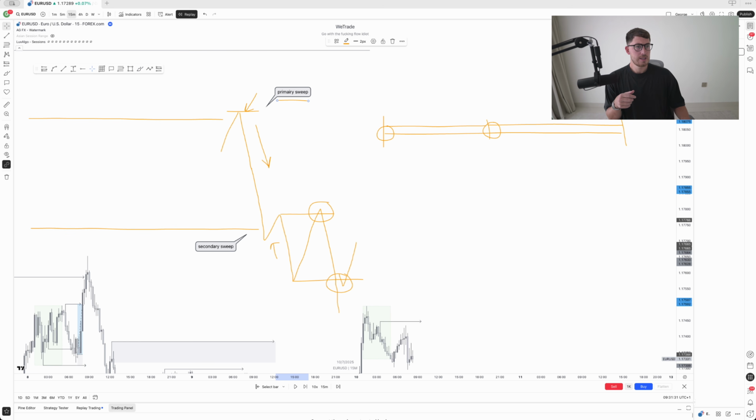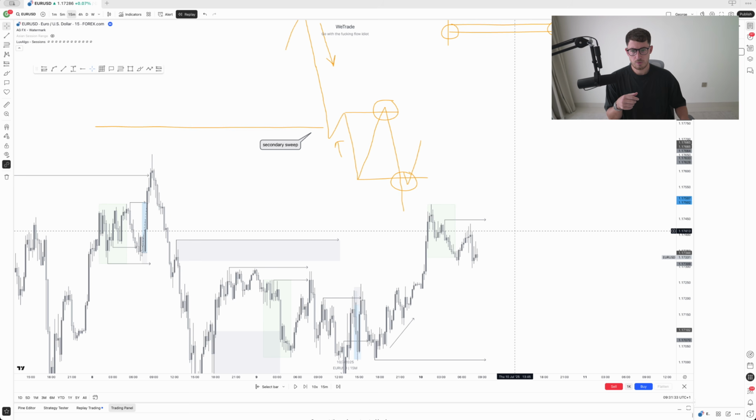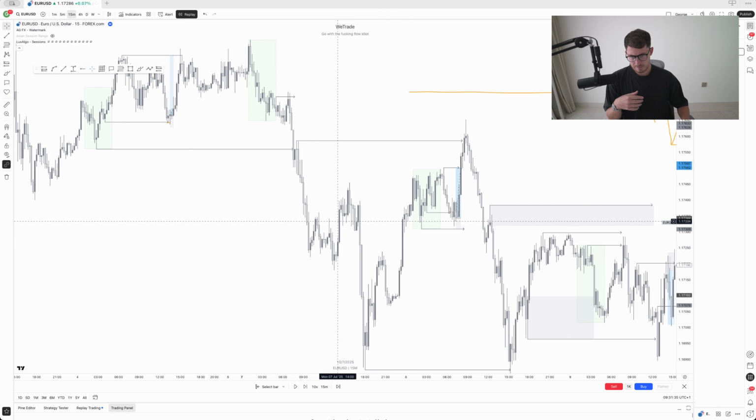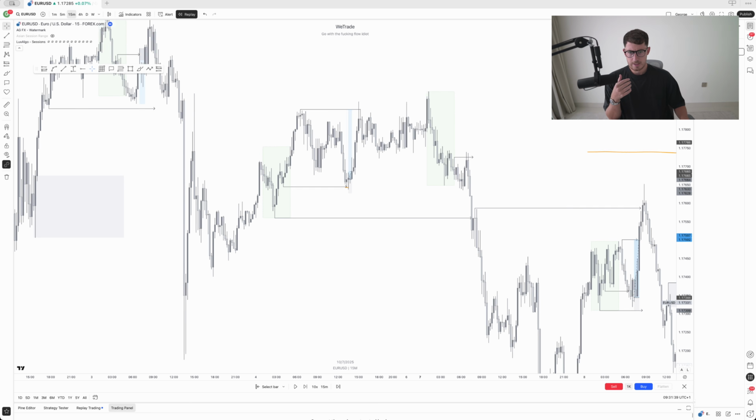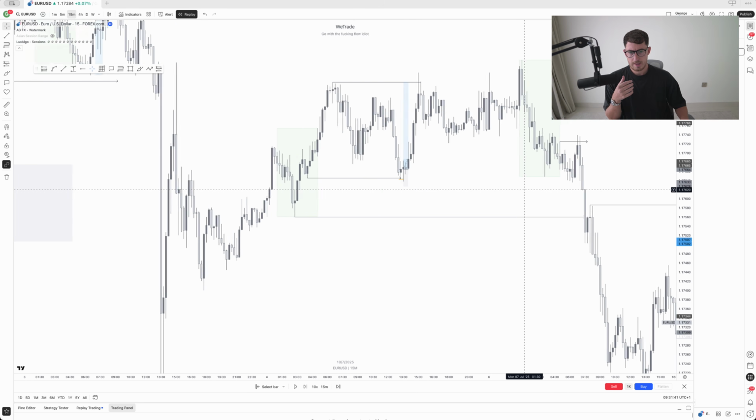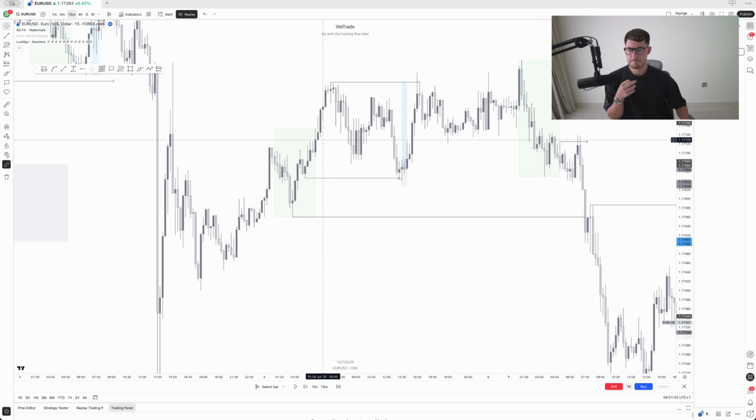So let's jump and have a little look at a few examples here. This is the price action for the last week or so. Some pretty good examples here. So let's look at this price action here. Again, there's not really much in the London session, but more so we're looking here at the New York session. So what is going on?